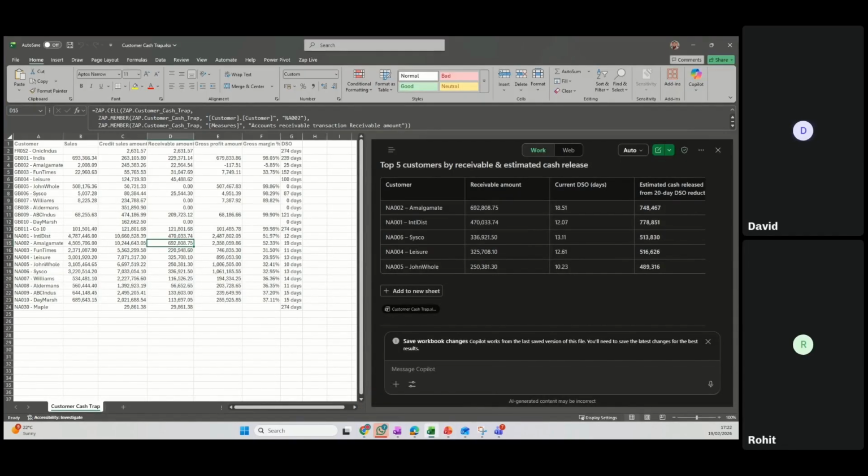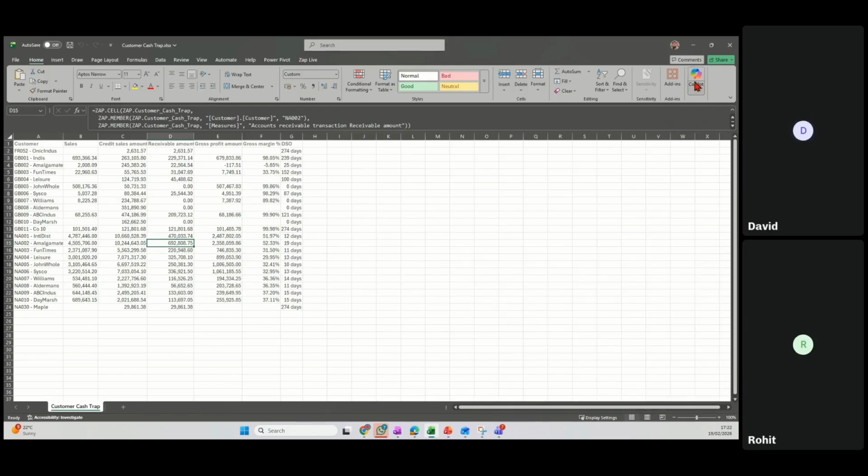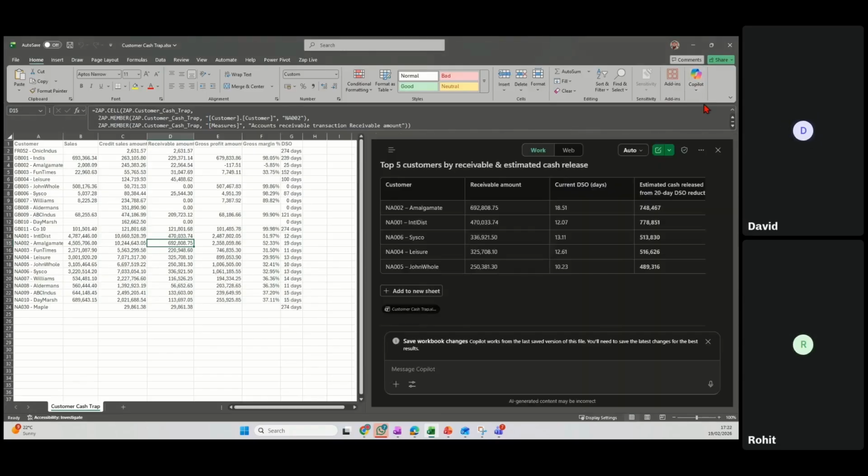So can you, Rohit, confirm with me if you can see Excel file? Yes, I can. Super. Perfect. 8 minutes to go, okay? Yeah.